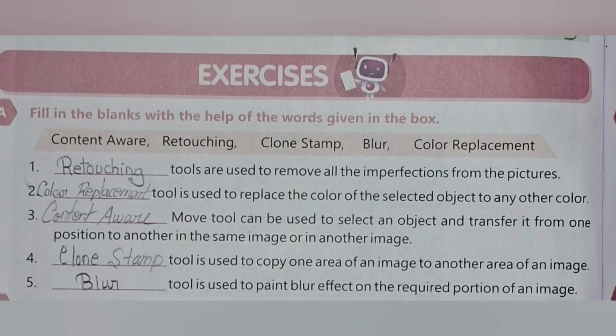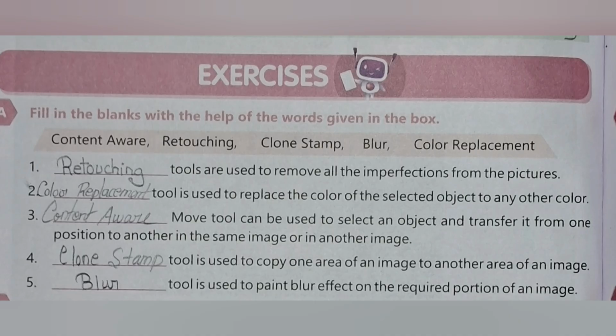Fill in the blanks with the help of the words given in the box. Number 1, dash tools are used to remove all the imperfections from the pictures. So everyone, the answer will be retouching tools. Number 2, dash tool is used to replace the color of the selected object to any other color. So everyone, the answer will be color replacement.